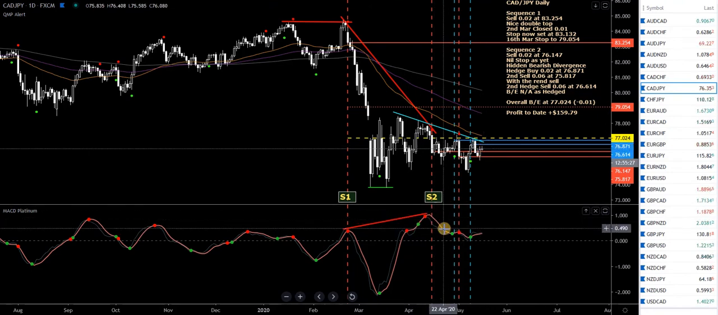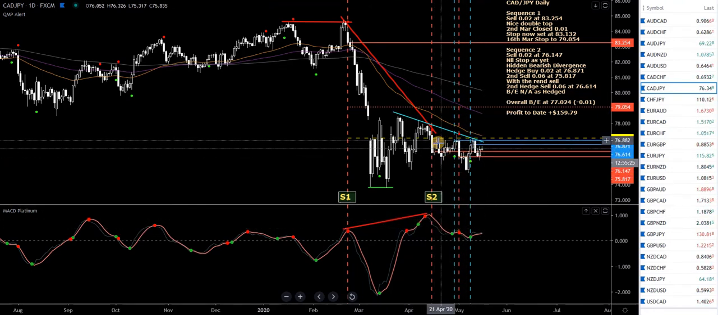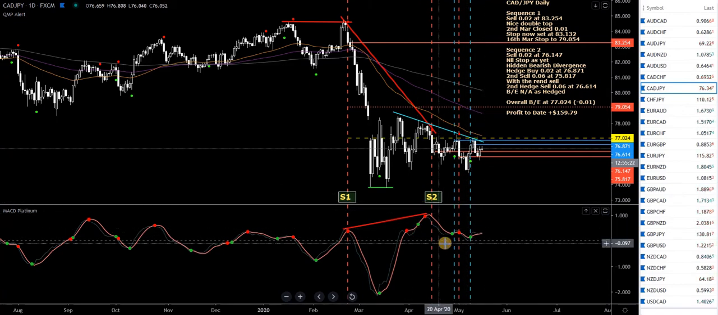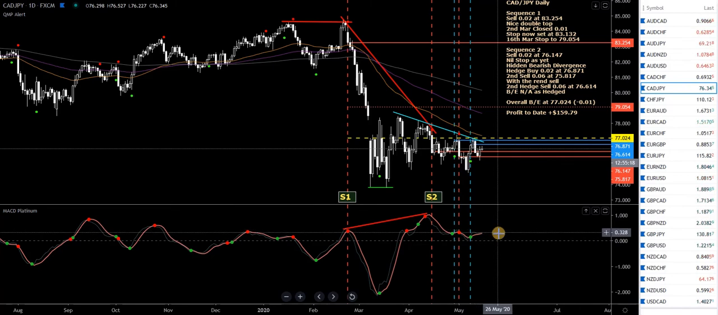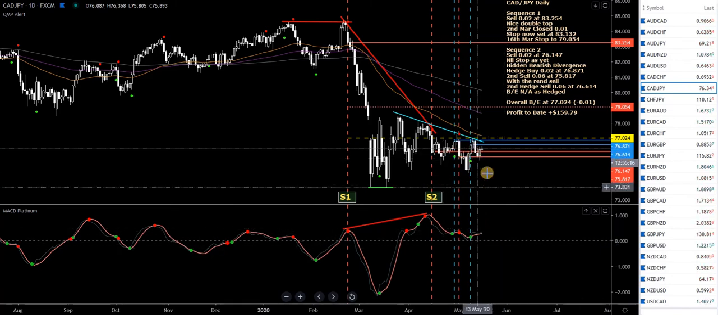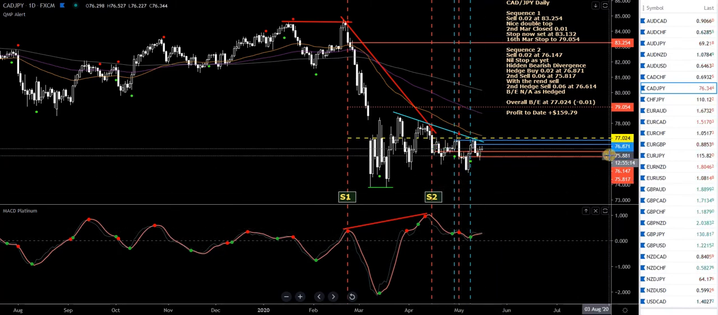MACD Platinum still above the 0 level, so I'm not planning on closing. I want to work this out with regards to the system. As soon as the MACD Platinum gets going through the 0 level, then I'll start looking at closing out these trades. But in the meantime, all good.